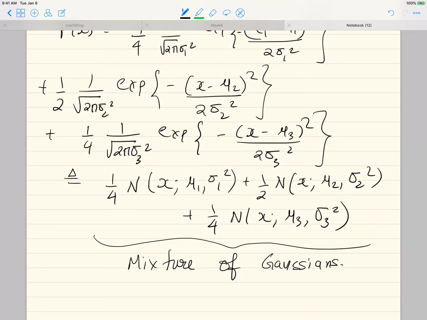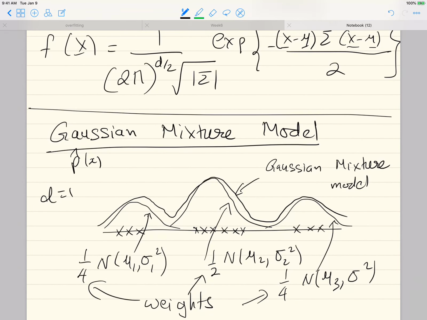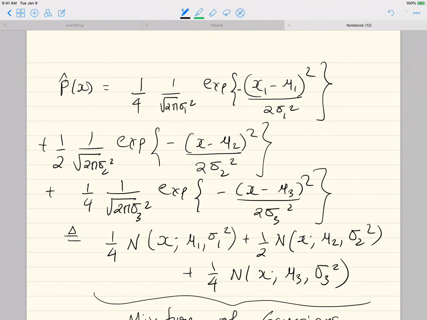Or a Gaussian mixture model. Questions about this? Is it always true that the weights we choose are based on the number of data points? We will figure that out. No, this is just one ad hoc choice. I'm giving you one possible example of a mixture of models. So how do you choose the weights? How do you choose the means and variances? These are all our model parameters, and we will figure out a way to properly select them.